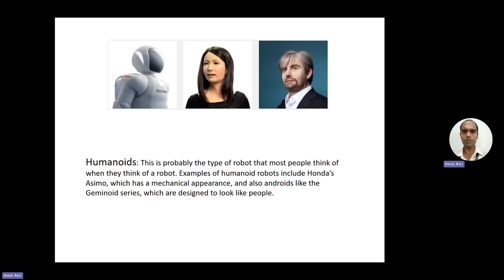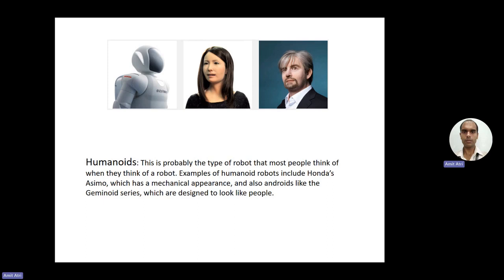Even the name robot gives an image of a humanoid robot, where Honda developed such a type of robot. That was the Asimo. It had a mechanical appearance. And there are also some androids like the Geminoid series. They look like people with these types of robots.